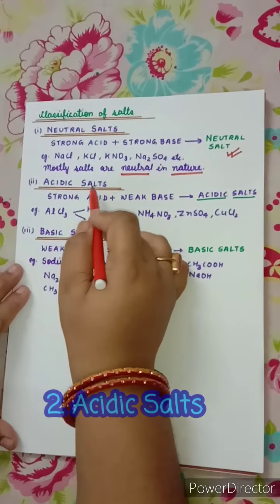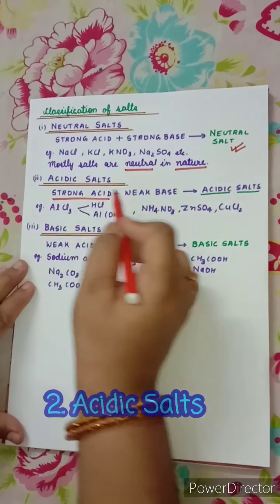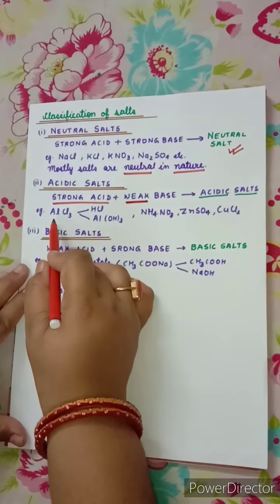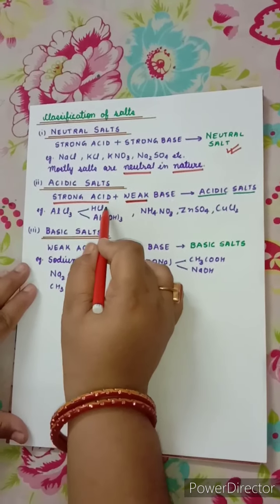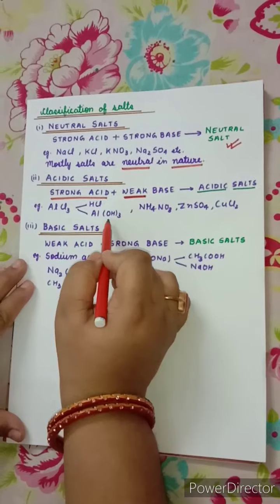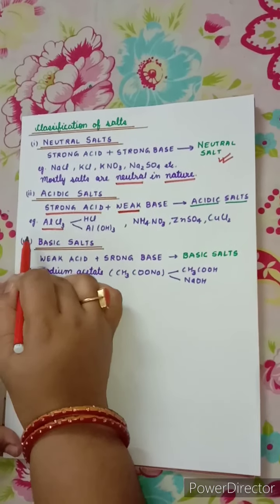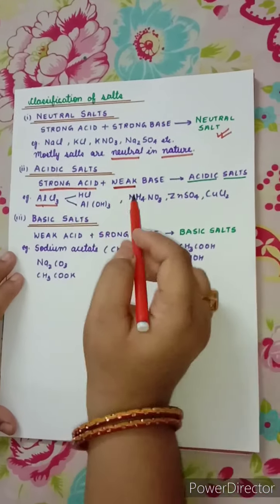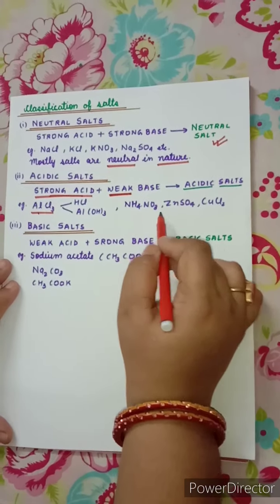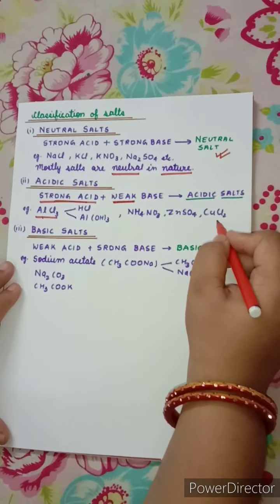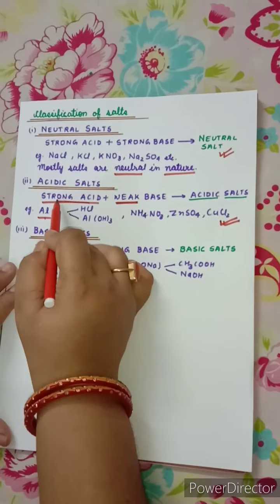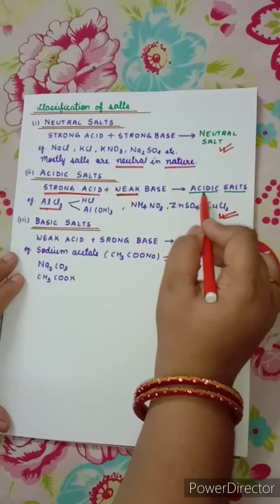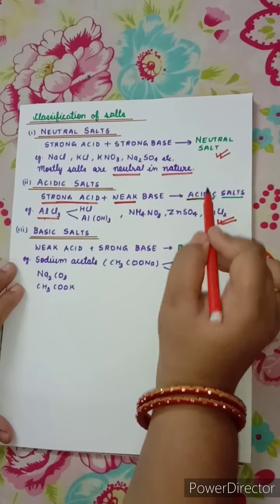Okay. Second is acidic salt. When a strong acid reacts with a weak base, then acidic salts are formed. For example, aluminum chloride: when HCl, which is a strong acid, reacts with Al(OH)3, which is a weak base, then AlCl3 is formed, and so its nature will be acidic because it is the resultant of a strong acid. Likewise, NH4NO3, ZnSO4, CuCl2 are acidic salts. So students, when a strong acid reacts with a weak base, the salt formed will be of acidic nature.